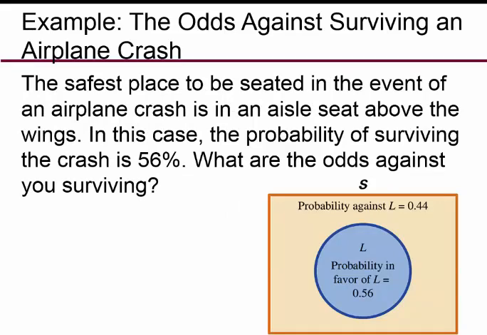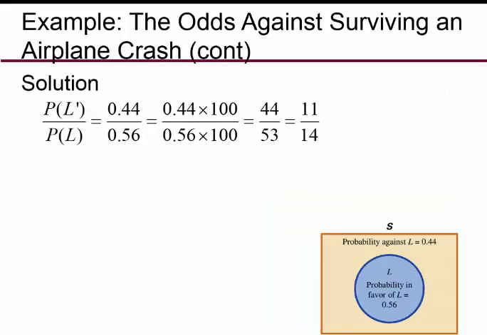So what are the odds against surviving an airplane crash? The safest place to be seated in the event of an airplane crash is in an aisle seat above the wings. In this case, the probability of surviving a crash is 56%. So what are the odds against you surviving? So the probability against is 0.44. The probability in favor is 0.56. So therefore, it's going to be 0.44 over 0.56, which turns out to be 11 out of 14.